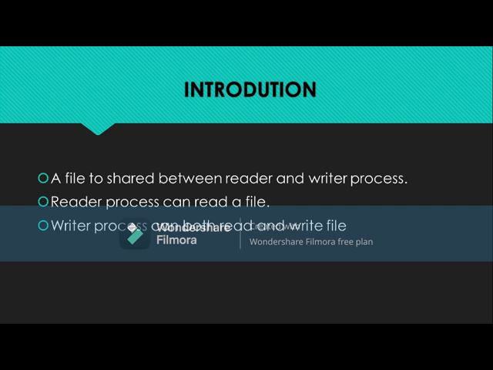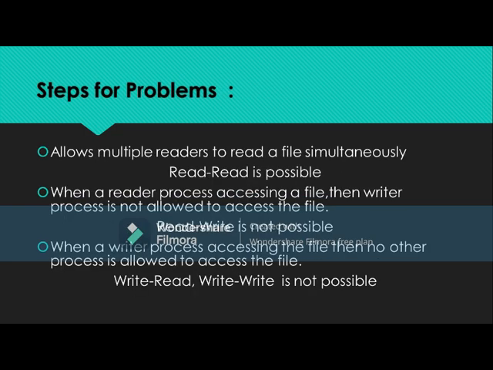There are three classical synchronization problems. Today I am going to tell about the reader and the writer process. So this is the introduction. Only one file is going to be shared among the reader and writer processes. A reader can read the file, a writer can both read and write the file. So these are all the problems.